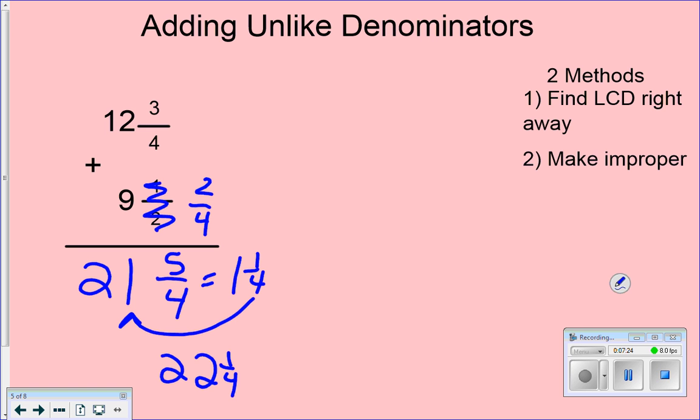I could also do it the improper fraction way, and it's going to come out exactly the same. Does anybody want me to show the improper fraction way? Yes? Okay, I will. 48, 49, 50, 51 over 4 plus 36, 37, 38 over 4. I'm going to add them together, and I get 89 over 4.